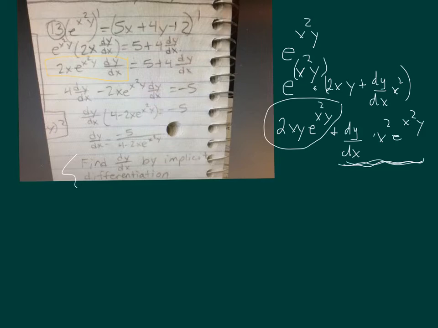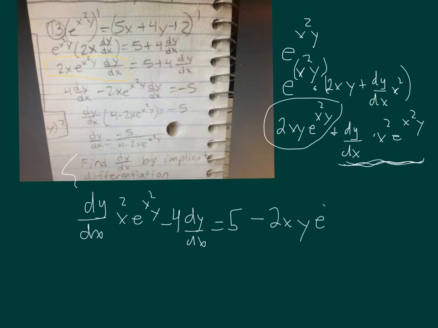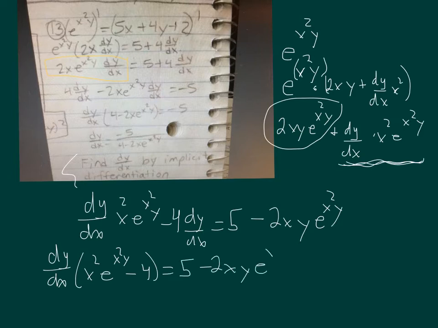So what you'll end up with is dy/dx times x squared e to the x squared y minus 4 dy/dx equals 5 minus 2xy e to the x squared y. And then you're going to common factor your dy/dx, similar to how you did in the work that you sent me. Then what you're going to do is take this whole bracket, and that's a 4 not a y, you're going to take it over here and divide it into that for your final derivative, for what dy/dx equals.